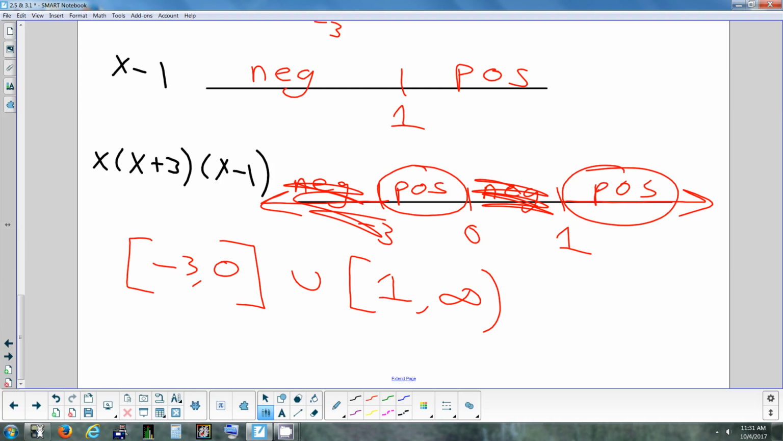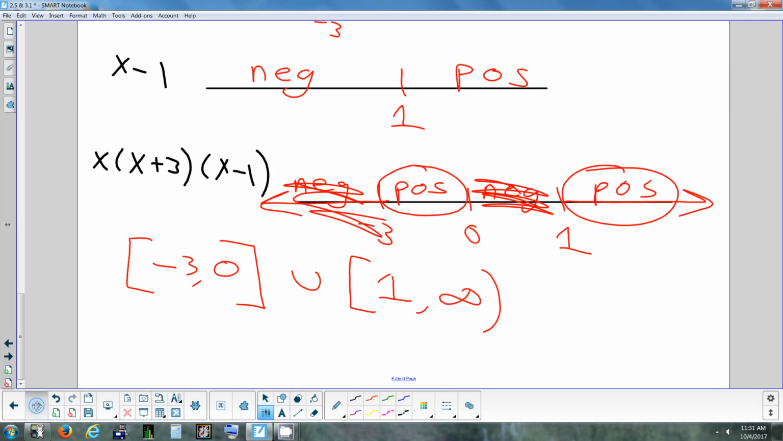So if you multiply a positive times a positive, you get a positive. What if you divide a positive by a positive? Positive. So it's the same rules. Right? If you divide a positive by a negative, you get a negative. If you multiply a positive times a negative, you get a negative.